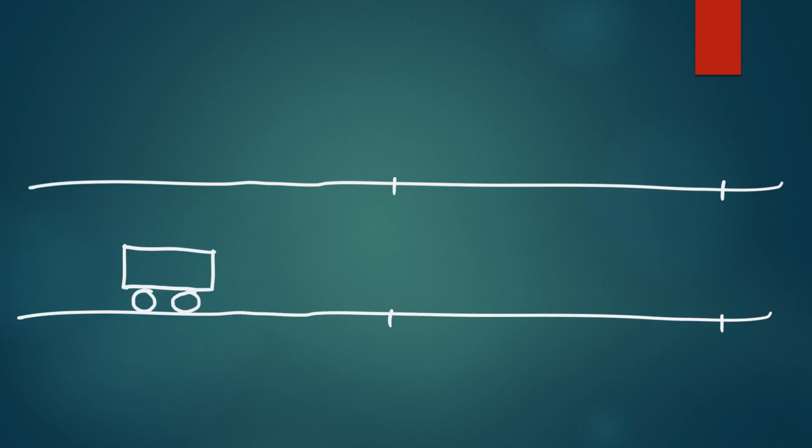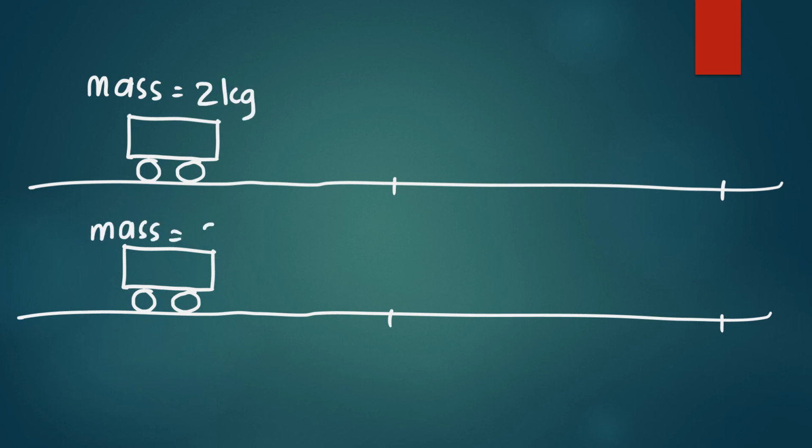Let's analyze the situation. Two wooden carts having the same mass of 2 kilograms are lying on a frictionless horizontal floor. The first cart is pushed with a force of 2 newtons to the right. The second cart is pushed with a force of 4 newtons to the right. Which of the two carts obtains greater acceleration?